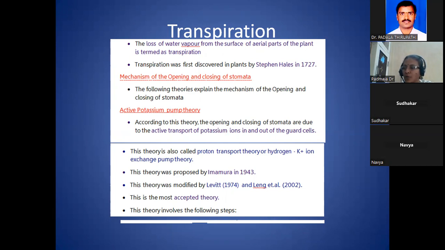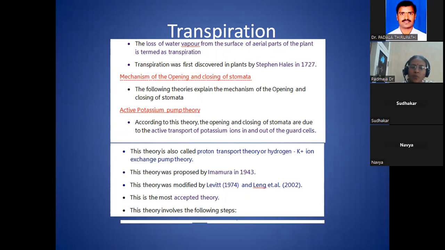So, in order to get the turgidity, what changes take place in the guard cells that are helpful for the stomata to open? Mainly we have to remember that whenever the guard cells become turgid, whenever water is present in the guard cells, the stomata will be open. Due to this turgidity, the turgor pressure increases and the osmotic pressure will be high. So the following theories explain the mechanism of the opening and closing of stomata.